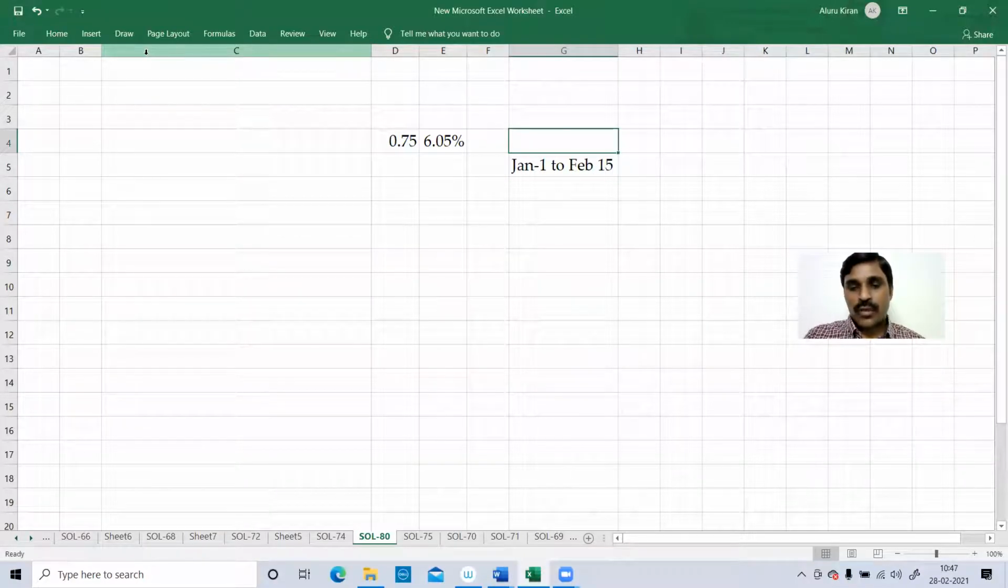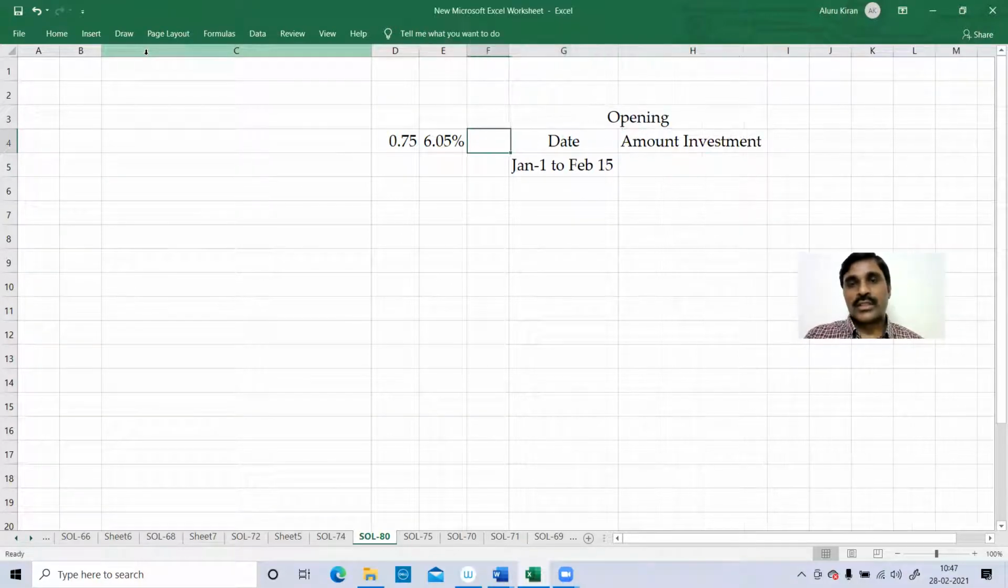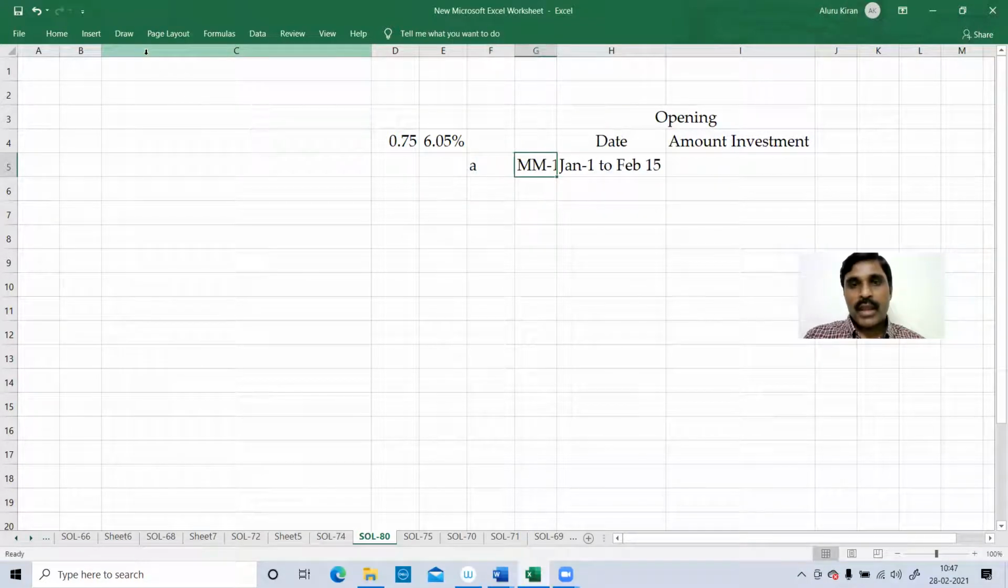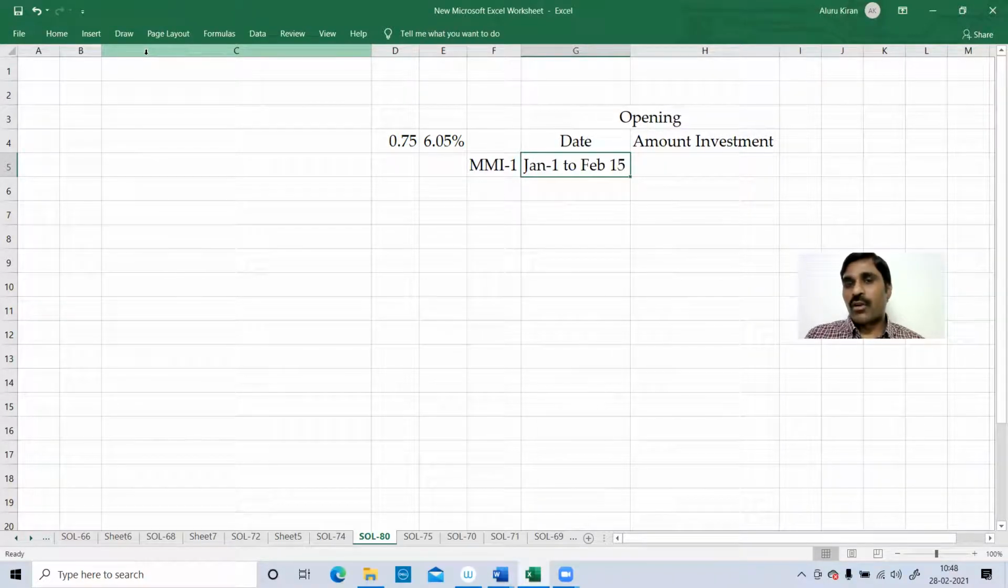So January 1st to Feb 15, opening date, amount invested, period of investment, money market instrument 1, MMI1. I hold money market instrument 1 from January 1st to February 15, 45 days. How much is the amount I have invested?